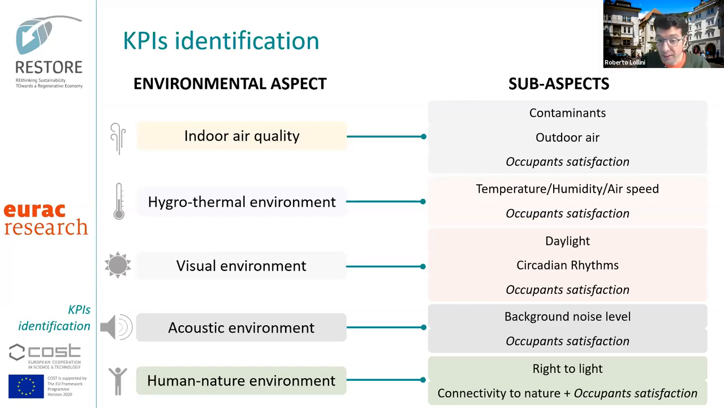And related to the human nature environment, what we highlighted as very important was the connectivity to nature. So how nature could be included in the building, in the design of the building, as well as how nature can be seen from the building. So how is the interaction between the building and the outdoor context, even if it's an urban context, and so very different from a rural context.